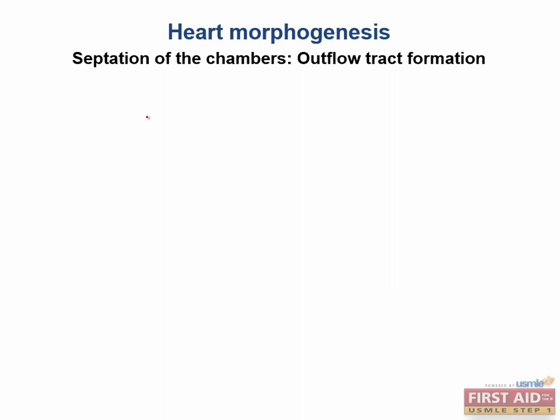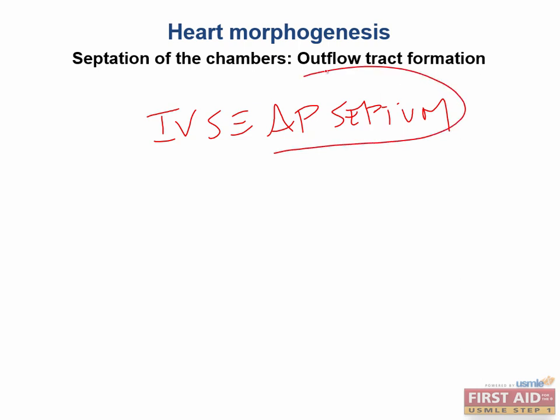Alright, so now let's talk about septation of the chambers, the formation of the outflow tract. As the interventricular septum grows, it will eventually fuse with the aorticopulmonary septum. So the IV septum will fuse with the aorticopulmonary septum. Now, where did this aorticopulmonary septum come from?